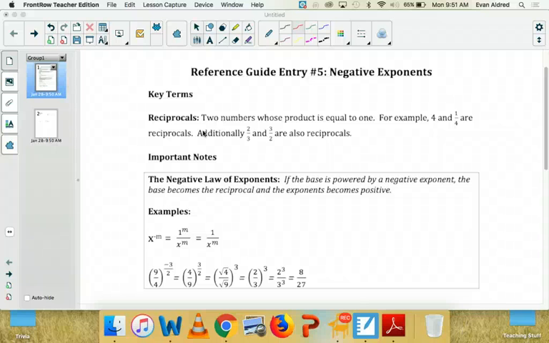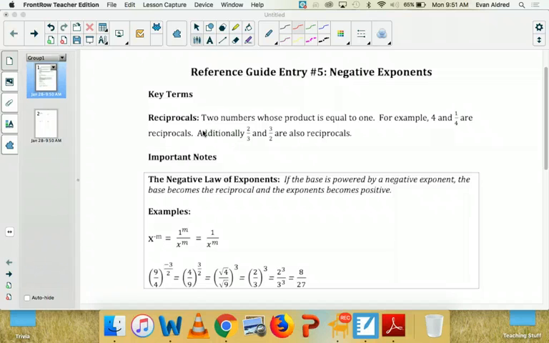This is the fifth reference guide entry of the fourth unit, and this reference guide will deal with negative exponents. Negative exponents, you'll notice, will be very similar to a lot of the rules that we talked about with respect to rational exponents when we did reference guide entry number 4, but we're just going to be introducing one additional step. We'll talk about what that additional step is here momentarily, but before we do, let's look at some of the lead-in to the reference guide, starting with the first definition.